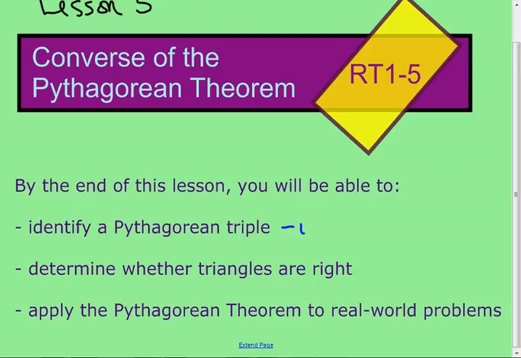Do you guys know what an integer is? Pi is not an integer. It's a whole number. No fractions, no decimals, and they have opposites.